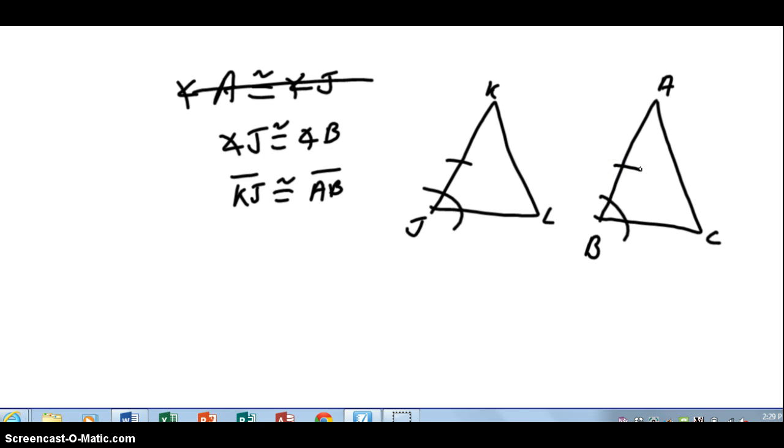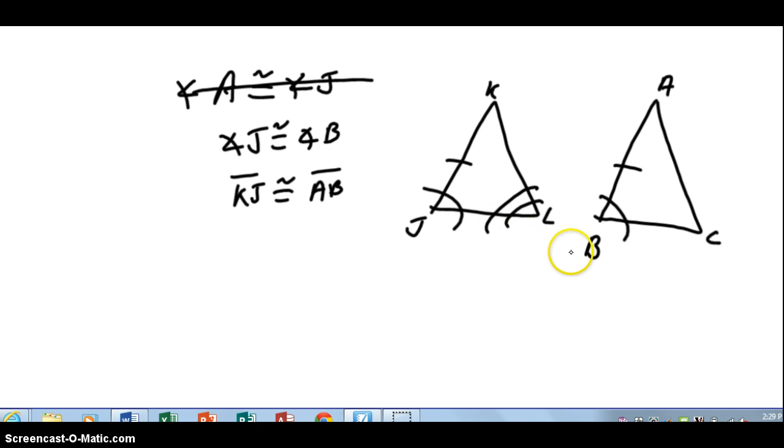And what do we need? Angle, angle, side. So what do we have right now? We have an angle and a side. So if I got angle K congruent to angle A, what would I have? Angle, side, angle. We don't want that. We want angle, angle, side. So what do you think I would do? You've got your choices here to help you. We're going to make angle L congruent to angle A.